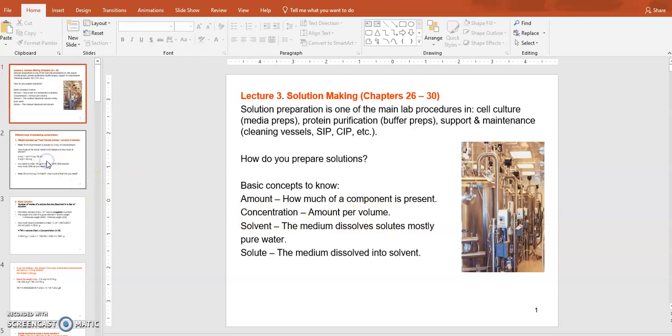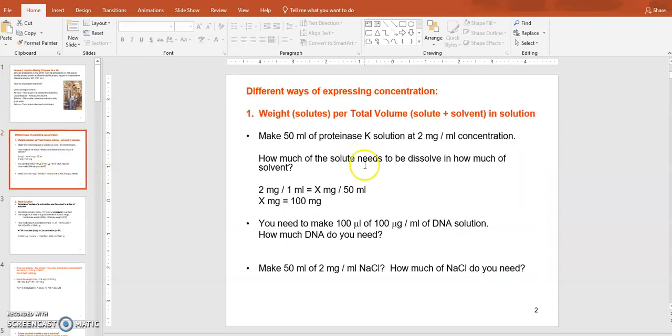Okay. So among the different ways of making solutions, first way is simply you can describe how much of solute you need within a total volume, which is solute plus solvent. Okay, so you can be given an instruction like this. You need to make a 50 milliliter solution of an enzyme called protease K, but that concentration should be 2 milligram per mil. Okay, so then how do you make this solution?